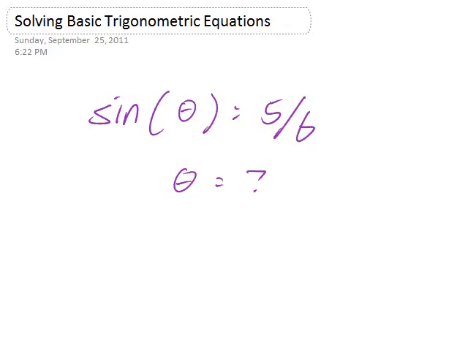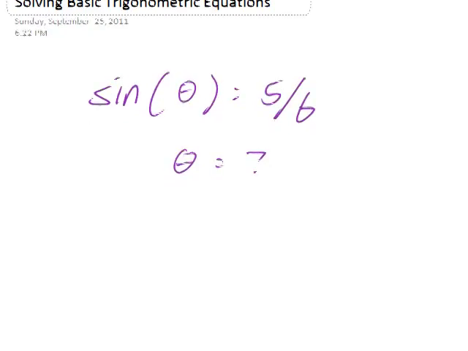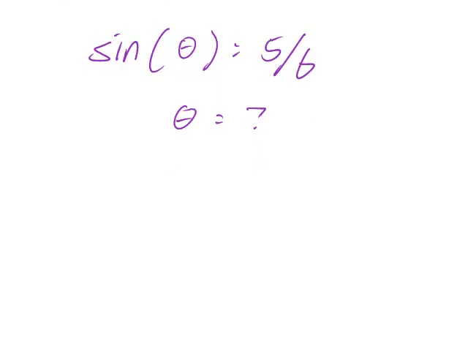The problem is that when we had 5x equals 10, we divide both sides by 5. It's not like we can just divide both sides by sin in parentheses. We can't do that, right? It doesn't mean sine times theta. It's sine of theta. So let's look at what this equation is saying.